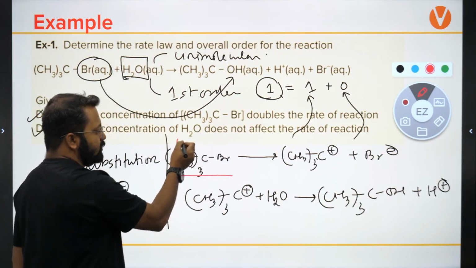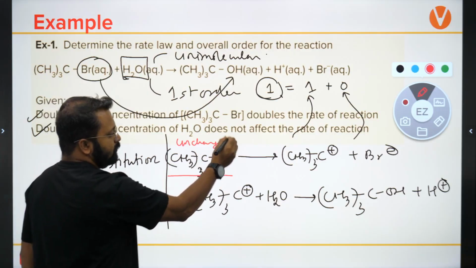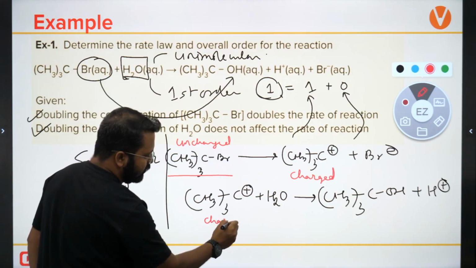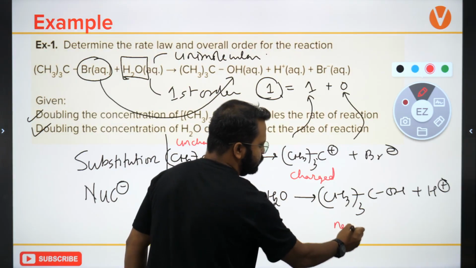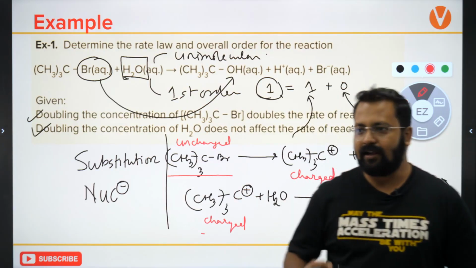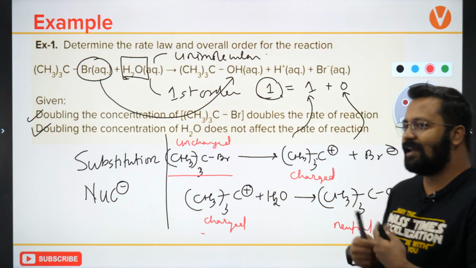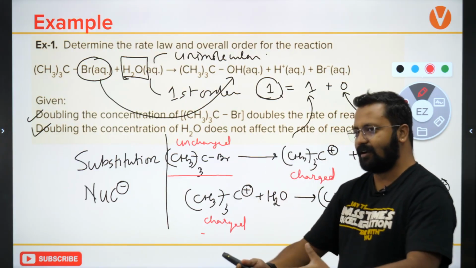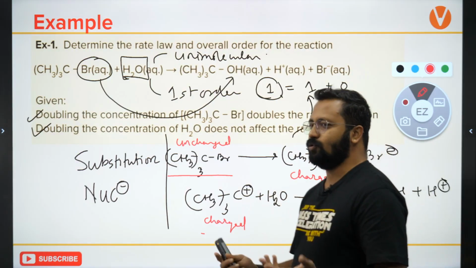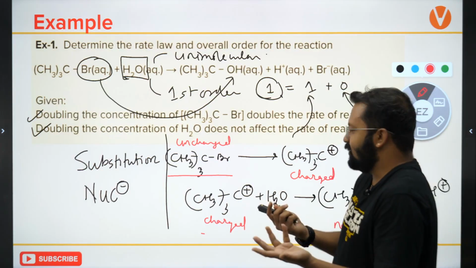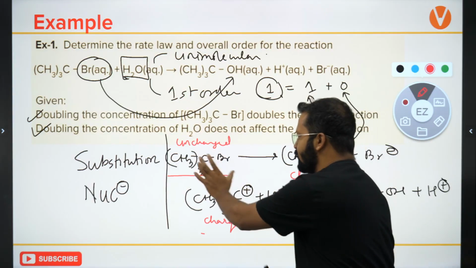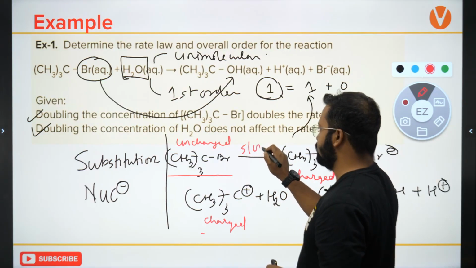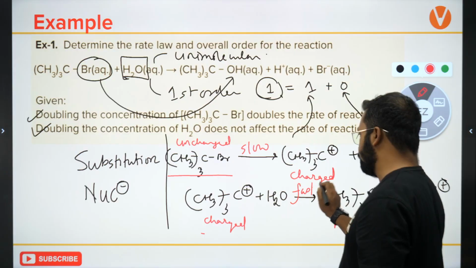So over here it is uncharged, charged, this is charged, this is neutral. So where charge is getting created, where headache is getting created, remember those steps will be slow. Because you don't want a headache, it is not good for anyone to do work. Everybody wants to relax. So this molecule does not want to break. The moment it breaks, charge is created and this becomes the slow step of the reaction, and this one becomes fast. If one becomes slow, one becomes fast.